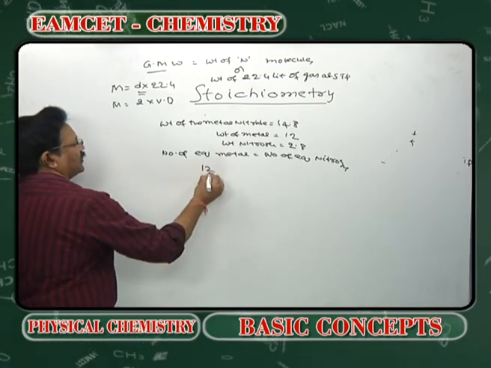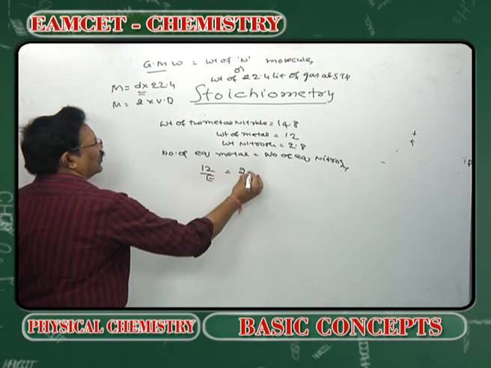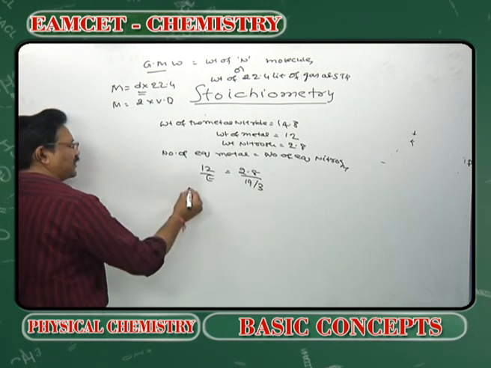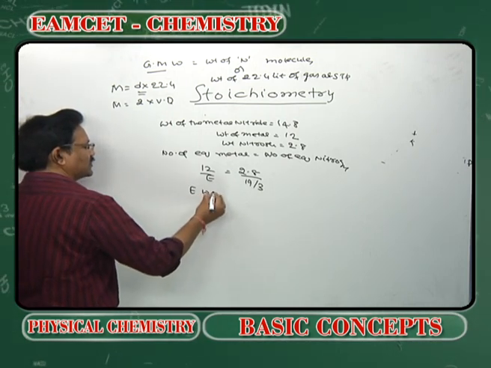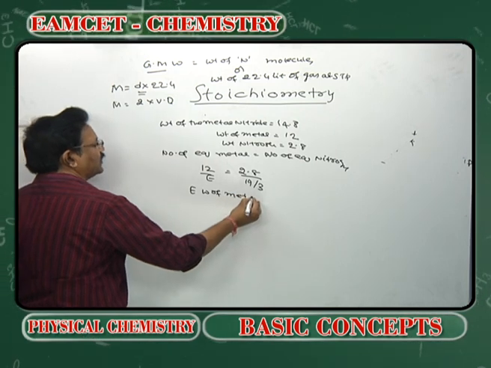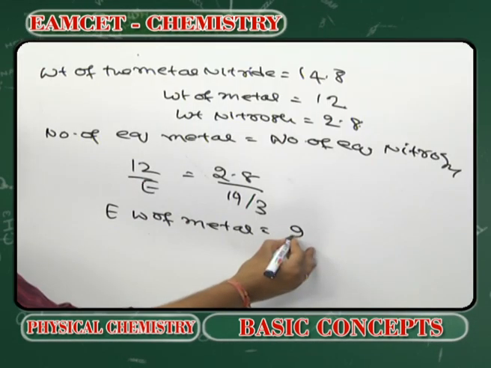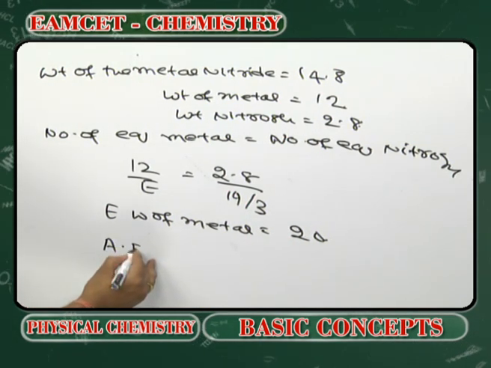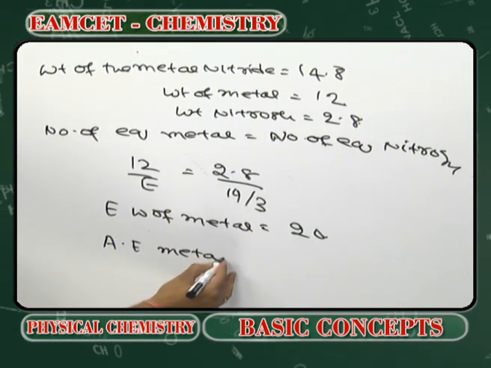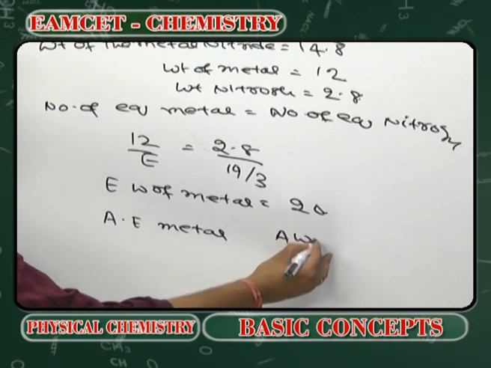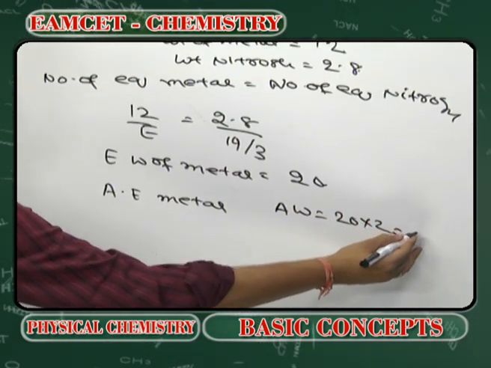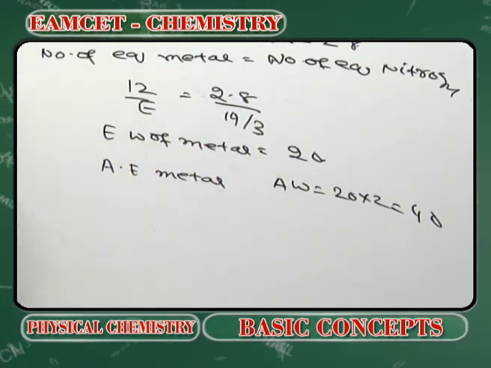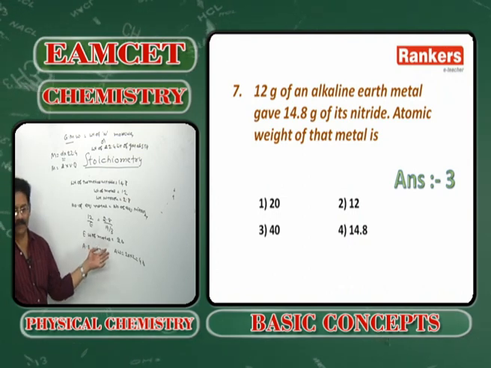So, 12 by equivalent weight is equal to, what will be the equivalent weight of the nitrogen? 14 by 3. Solving this, equivalent weight of the metal is 20. Since it is an alkaline earth metal, what will be its atomic weight? Its atomic weight will be 20 into 2, it is 40. Next, option 3.